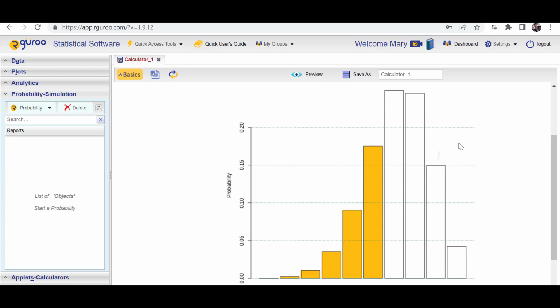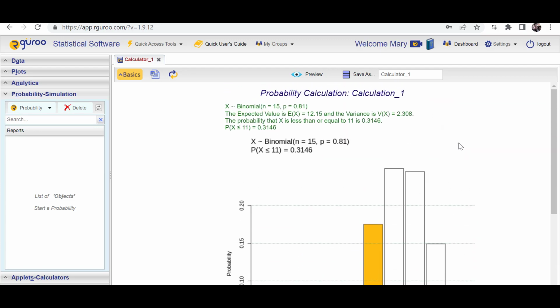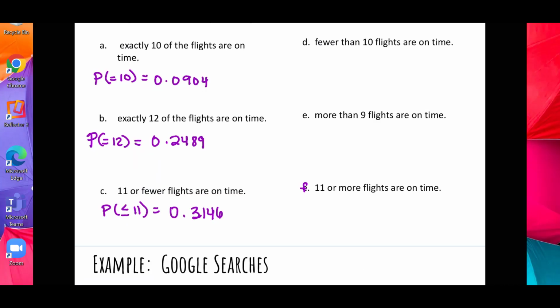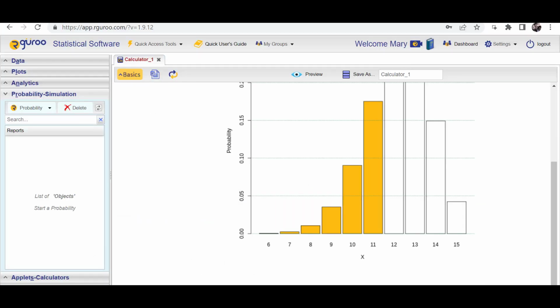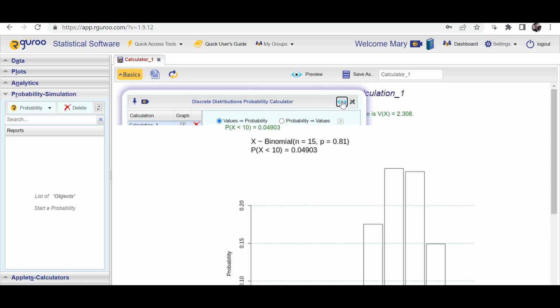Yeah. So everything is shaded correctly, so then we get 0.3146. All right, so going back, fewer than 10. So does fewer than 10 include 10? It does not. So let's go back here, and we'll keep it as below 10, and we're going to uncheck the included box, because it doesn't include 10.